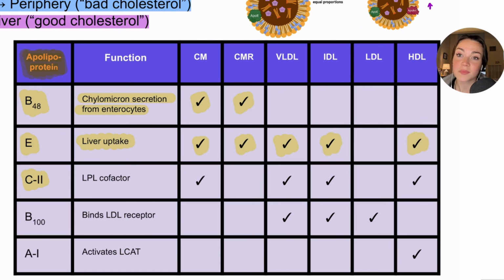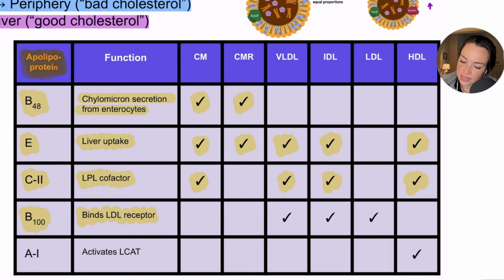The next apolipoprotein is ApoC2, which is going to be a cofactor for lipoprotein lipase, that enzyme we already discussed. The lipoproteins that are going to take advantage of that are going to be chylomicrons, VLDLs, IDLs, and HDLs. The next apolipoprotein is called ApoB100, and this is kind of like a cousin to ApoB48. It's another beta apolipoprotein, but as you can tell by the number, 100 versus 48, the ApoB100 is going to be a little bit bigger, and it's going to have an extra domain in it that controls binding to the LDL receptor.